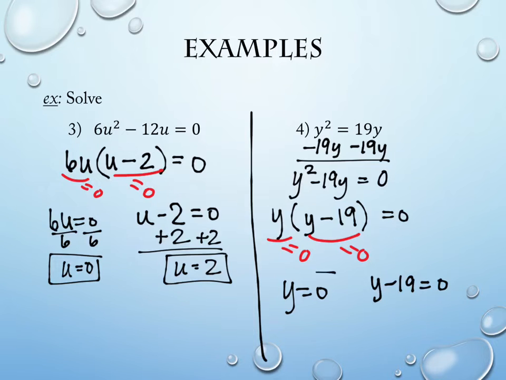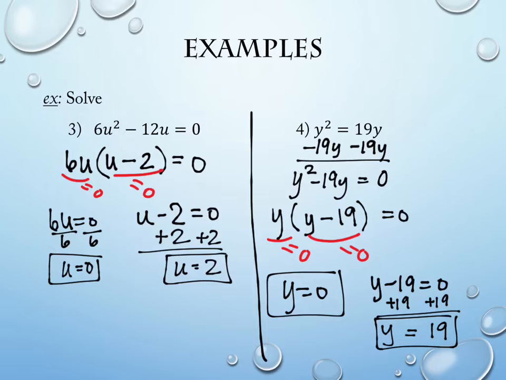So the first one's already solved. That was nice. On the second one, what do I need to do? We'll add 19. And y will, in fact, then equal 19 as my second solution.